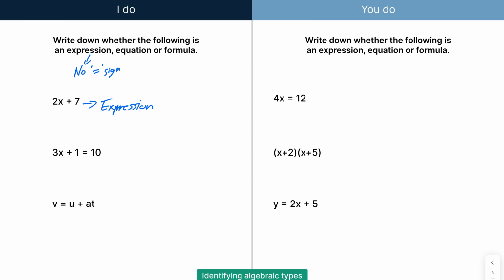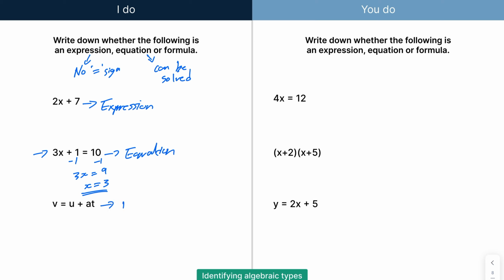Now, the difference between an equation and a formula, they both have an equal sign, is that an equation can be solved. Okay, and what I mean by that is, this one here is an equation, and the reason it's an equation is because I can solve this. I can take one away from each side, that means 3x is equal to 9, divide each side by 3, which means x is equal to 3. So because this can be solved, this is an equation.